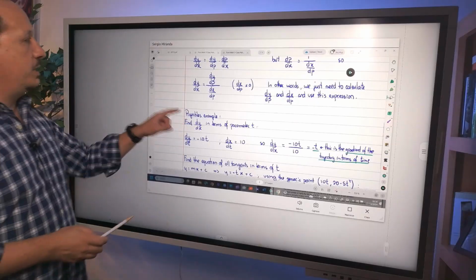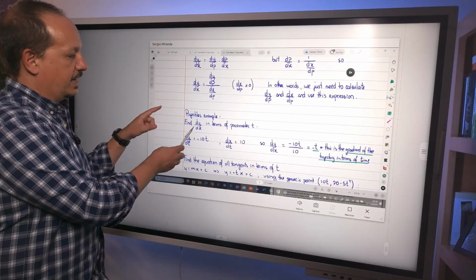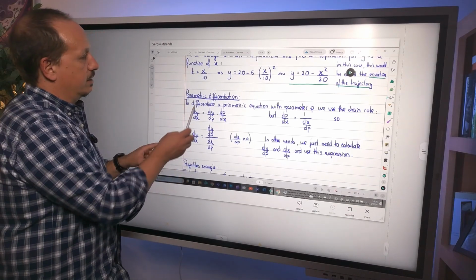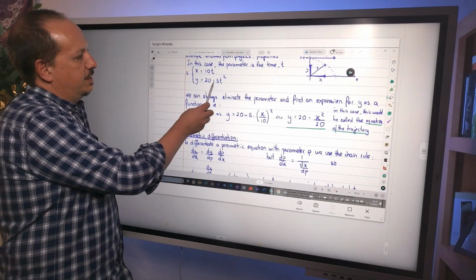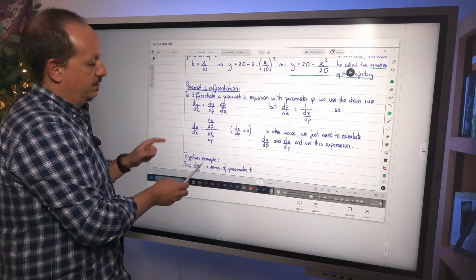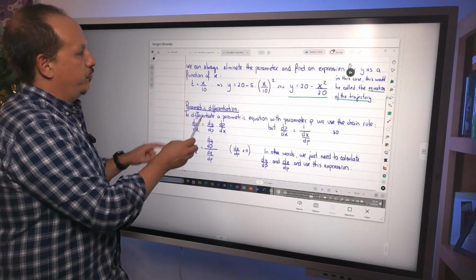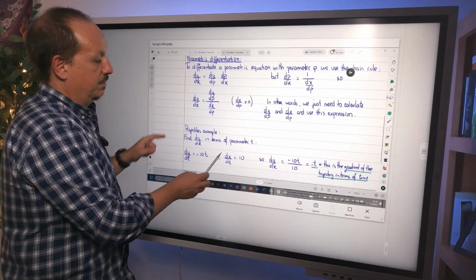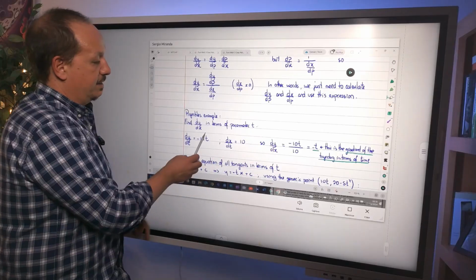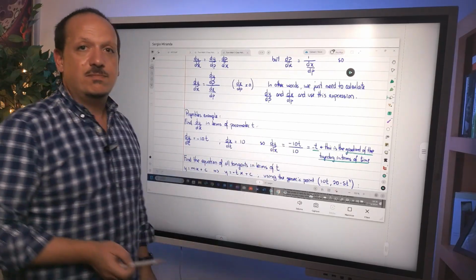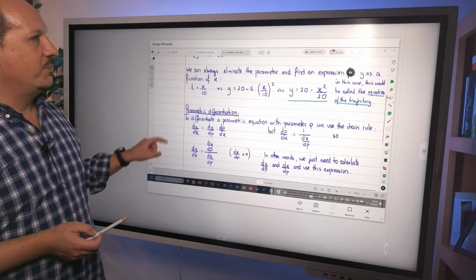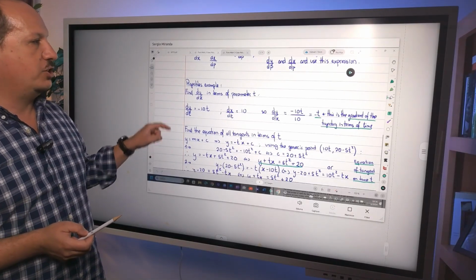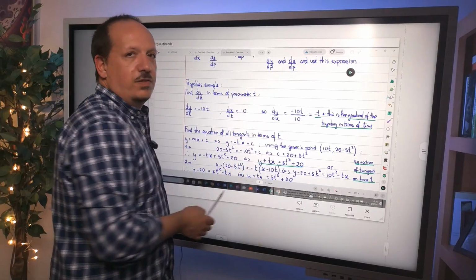Let's see. What is dy by dx? dy by dt is what? If you differentiate this, it's just going to be minus 10t, right? If you differentiate the x in terms of t, that's just 10. So dy by dx is this divided by that, so it's just minus t. All right? You have here an expression for dy dx in terms of the parameter.